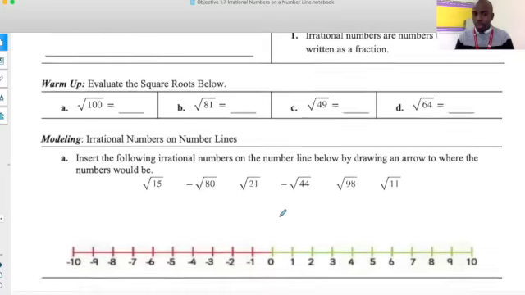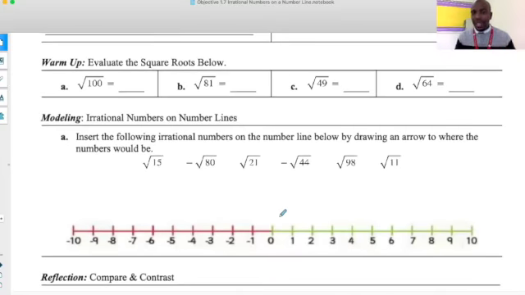Before we do that, just to give you a chance to remember these perfect squares: what is the square root of 100? What is the square root of 81? What is the square root of 49? And what is the square root of 64?